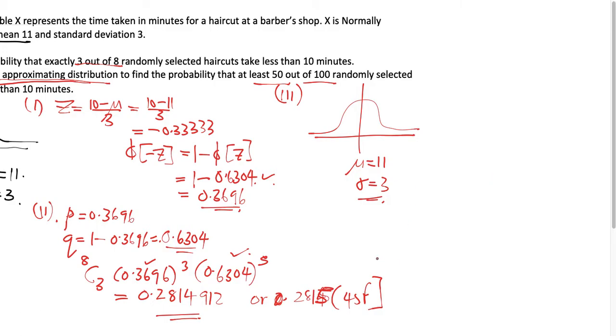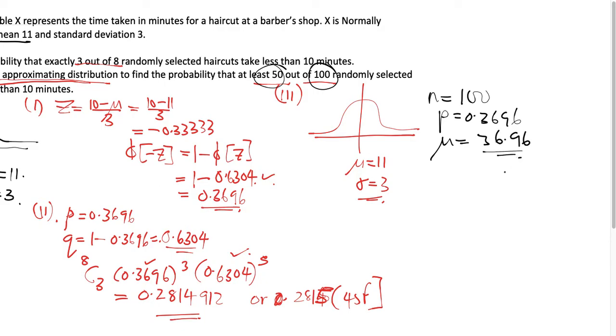Therefore I have to know what my n value is, the sample size n. The sample size here is 100, and I want at least 50 out of 100. So n equals 100 and p is 0.3696. Let's multiply np to find the mu. n times p gives you the mu, which is 36.96.